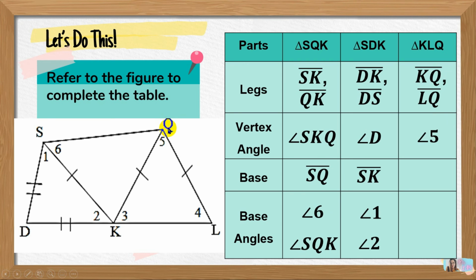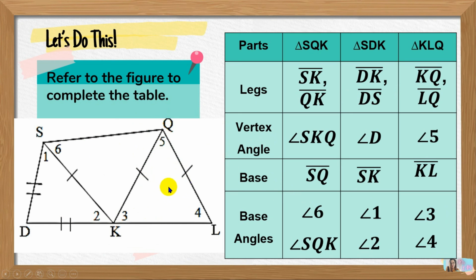But again, we cannot use the name angle Q because two angles are possible if we use Q as the name. Next, what is the base of this triangle? Opposite the vertex angle is our base. Which is opposite angle 5? It is here. We have side KL or LK. Then, for the base angles, which angles are included between the base and the legs? So, we have angle 3 and angle 4. So, now we have already completed the table using this figure.